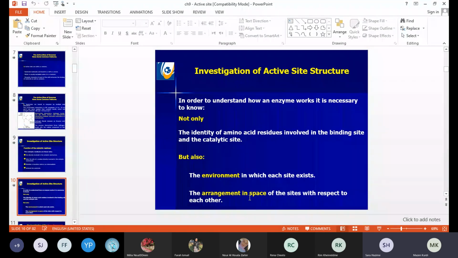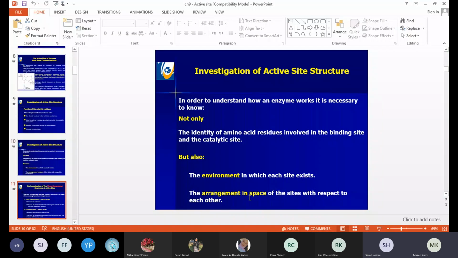Because we know that the binding and the catalytic sites should be aligned with the orientation site. They should be aligned in order for the reaction to take place.